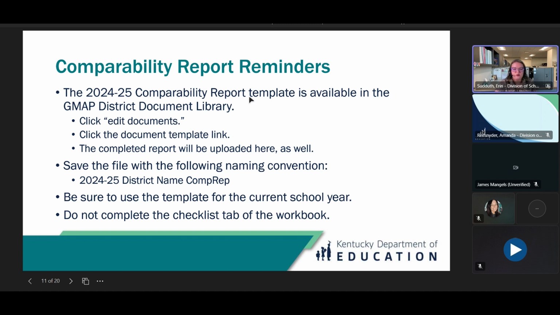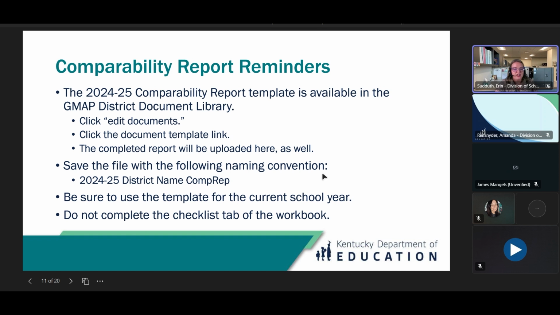So here are our comparability report reminders. The template that you need to use for the report is available in the GMAP district document library. You will click on Edit Documents, and then there's going to be a link where you can download that template. And this is the same place where you're going to upload the completed report as well. And I have some screenshots on the next slide just to kind of give you a better idea of where these things are.